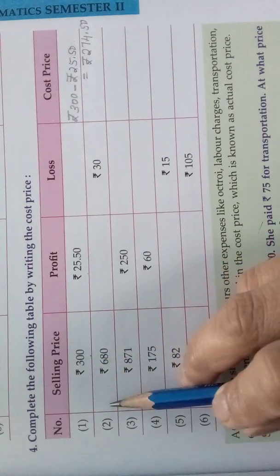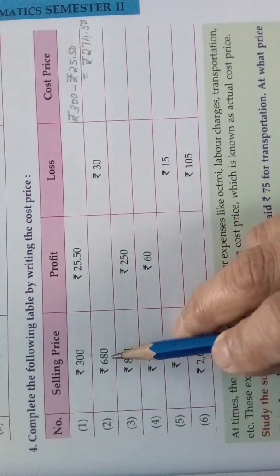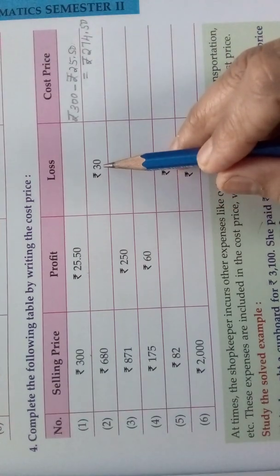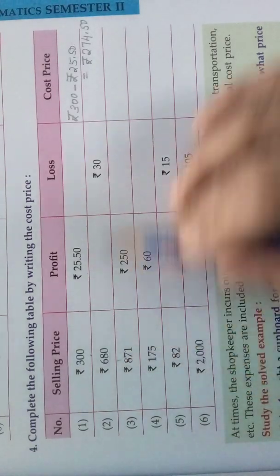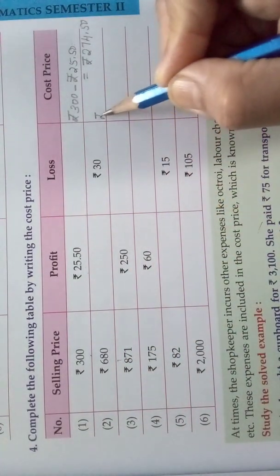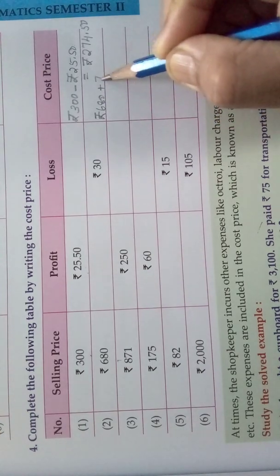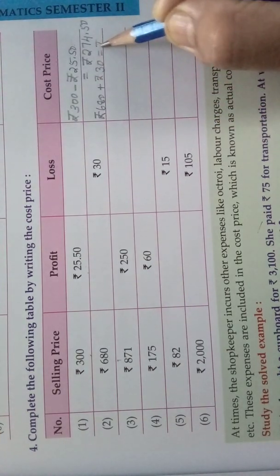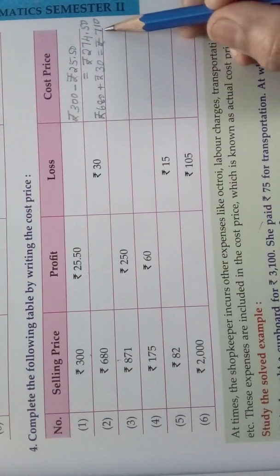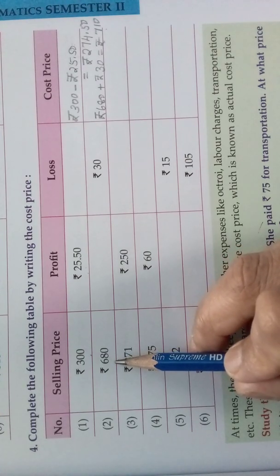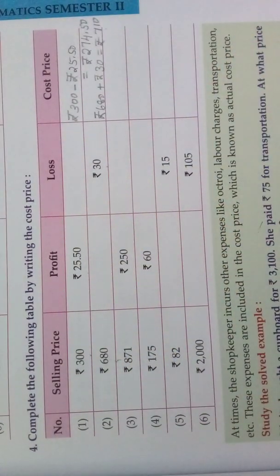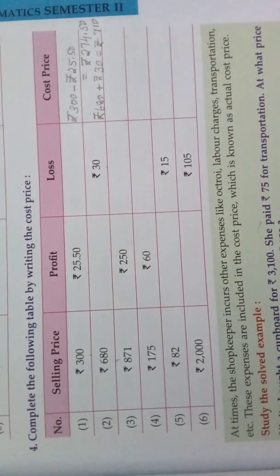Look here, second one, selling price is rupees 680 and the loss is 30 rupees. So, what is the cost price? To get the cost price, you should add the selling price and the loss. Understand the concept. Rupees 680 plus rupees 30, that is nothing but rupees 710. So, you purchased it for 710, but you sell it for 680, then it will be a loss, no? So, 30 rupees will be the loss. Understood children? So, understand the concept, then it will be easy for you.